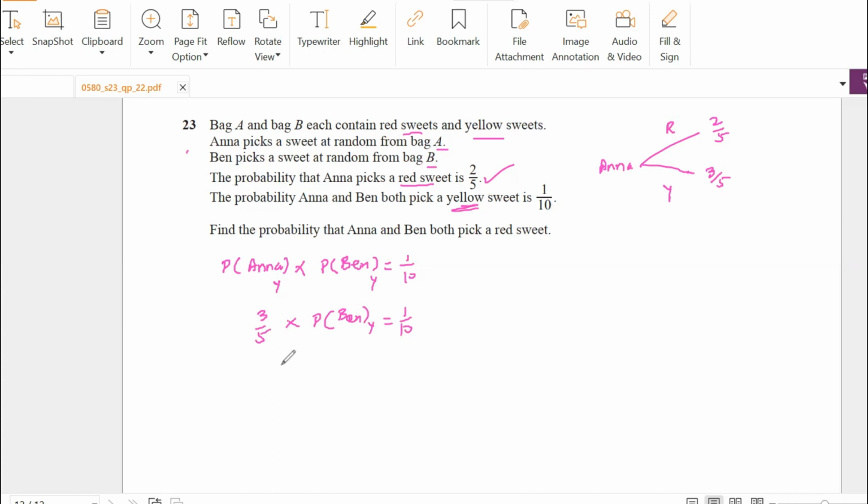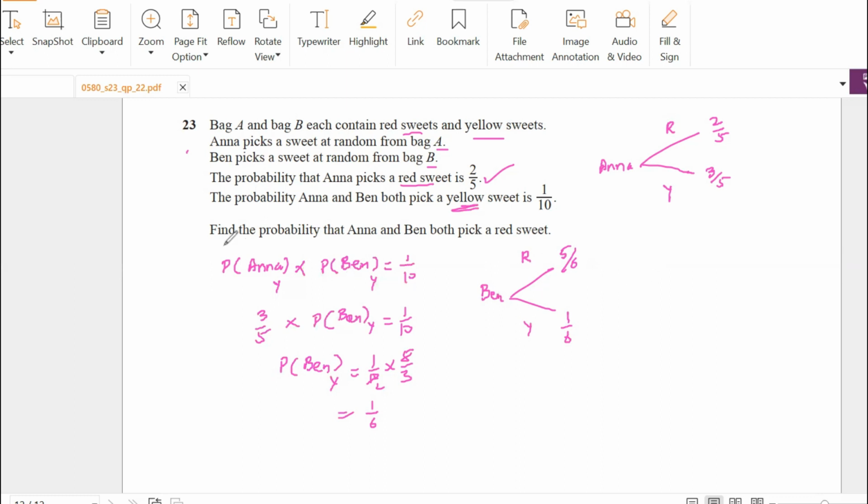So we can find it easily for the yellow case. If you take 3 over 5 to the other side, it changes into reciprocal form, so 1 over 10 multiplied by 5 over 3. That means 5 twos are 10, so we get 1 over 6. So for Ben, we found yellow is 1 over 6. It means the rest, 5 over 6, represents red sweets for Ben.